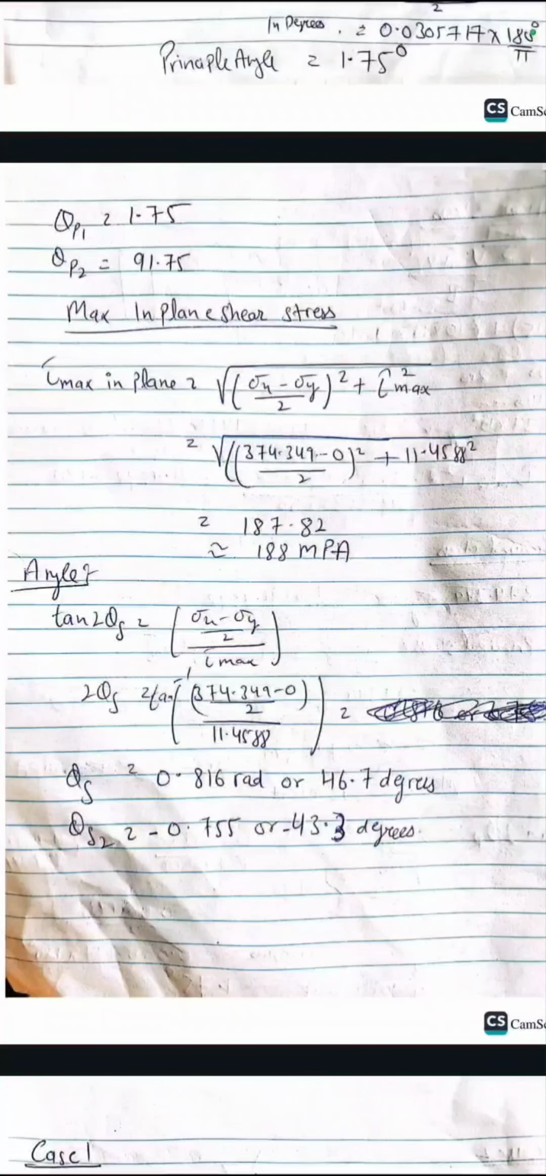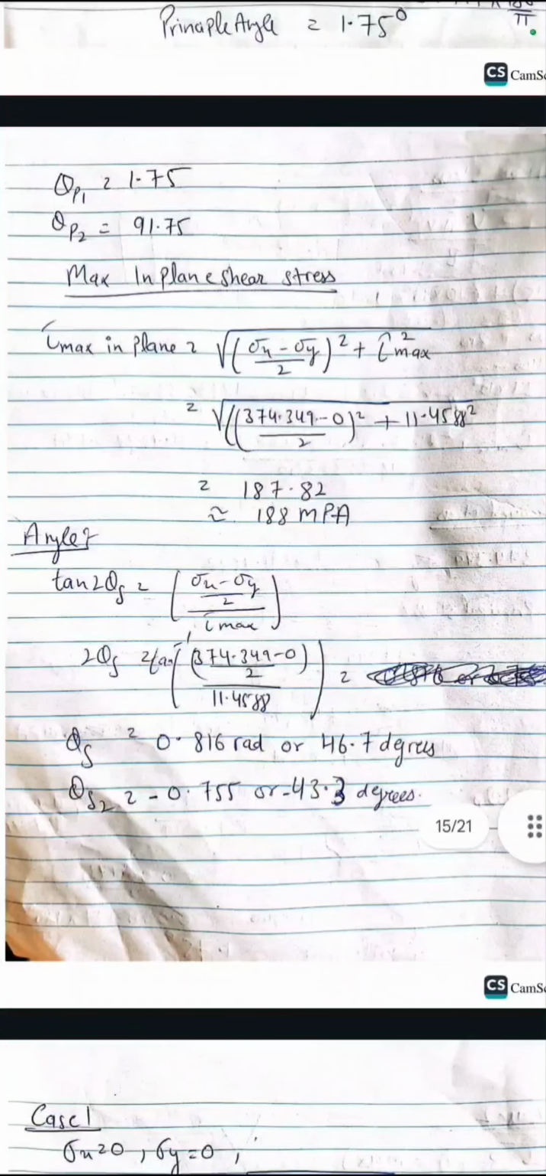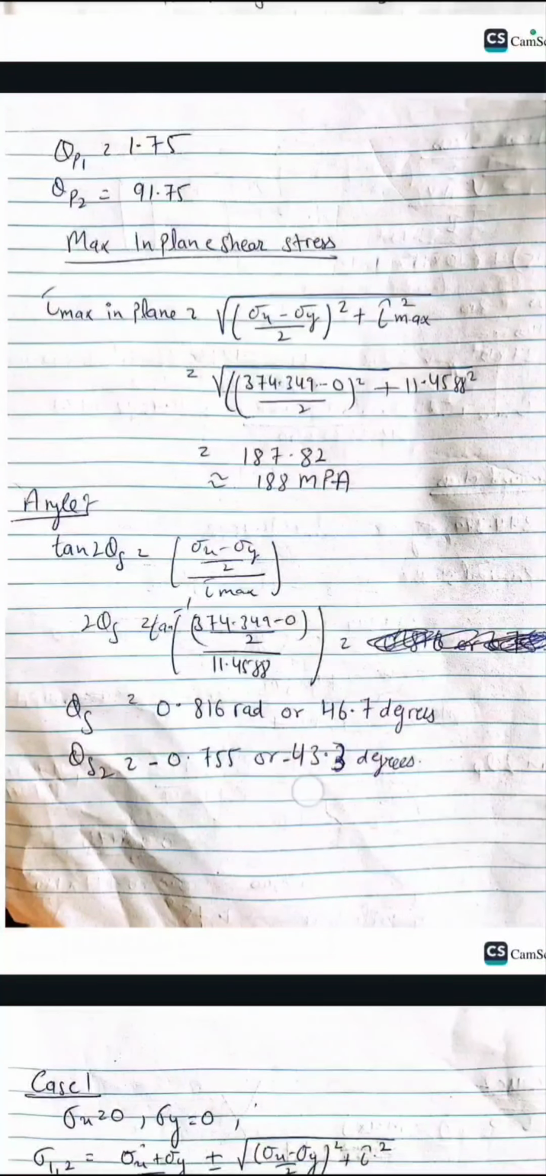The formula for calculating the tau max in-plane is the square root of ((sigma x minus sigma y) divided by 2) to the power of 2 plus tau xy squared. We put in the values and we get the answer 187.82, which is approximately 188 MPa, and this can also be confirmed with the calculators that I've attached a screenshot of at the very end.